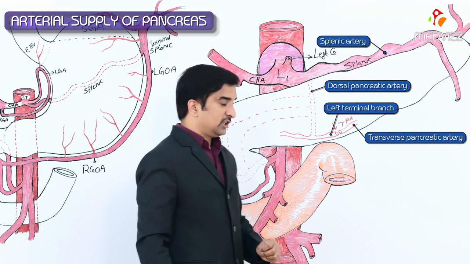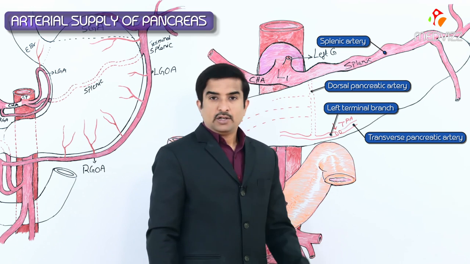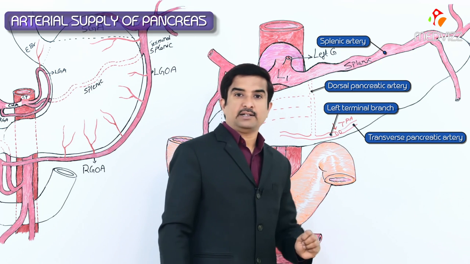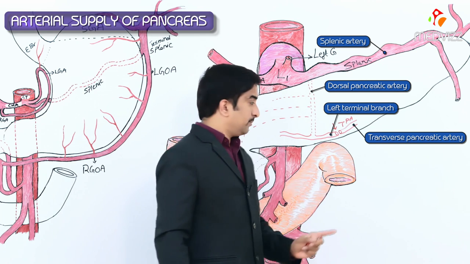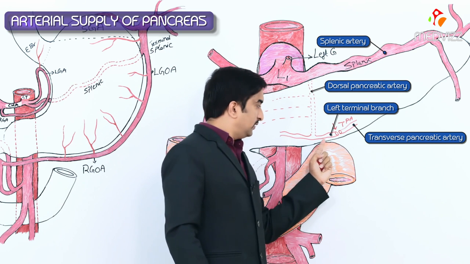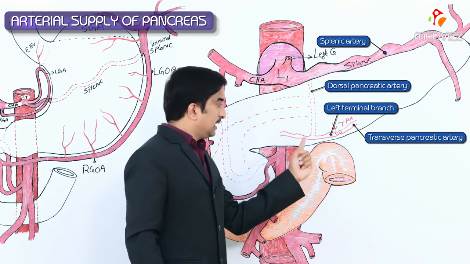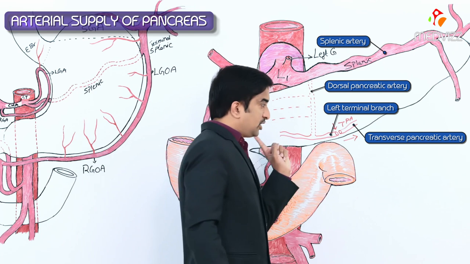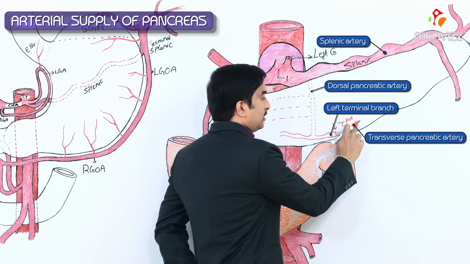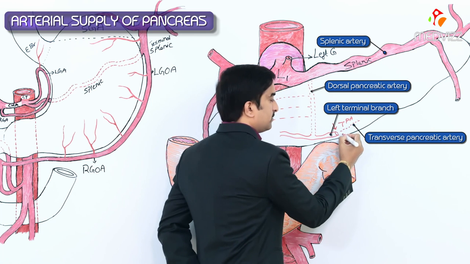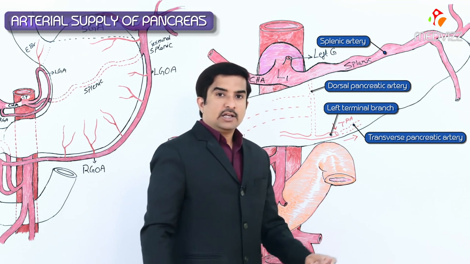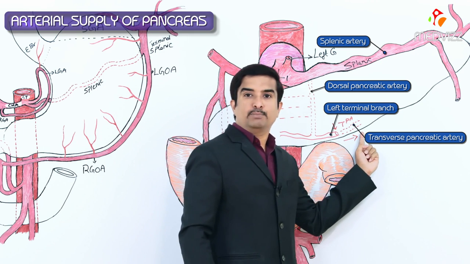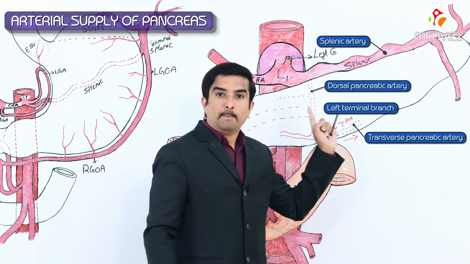So now let me explain about this particular transverse pancreatic artery. This transverse pancreatic artery, also called the inferior pancreatic artery, commonly originates from the left terminal branch of the dorsal pancreatic artery. It runs to the left, because this is the left direction. As I already mentioned, the dotted line represents that the artery is coursing posteriorly, right? So it runs to the left on the posterior surface of the gland, close to the inferior border of the pancreas, where it gives off multiple branches.